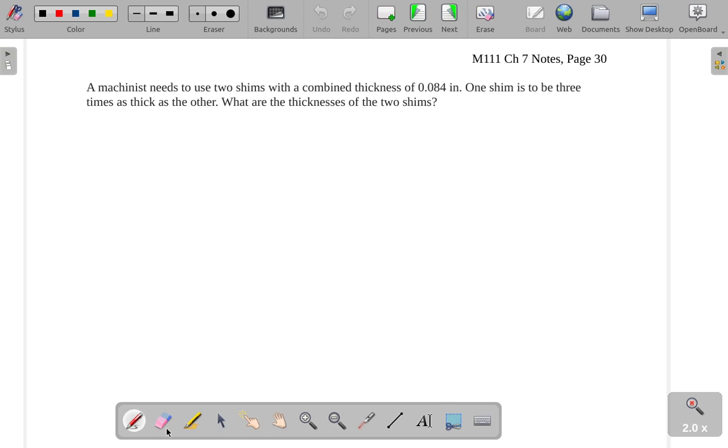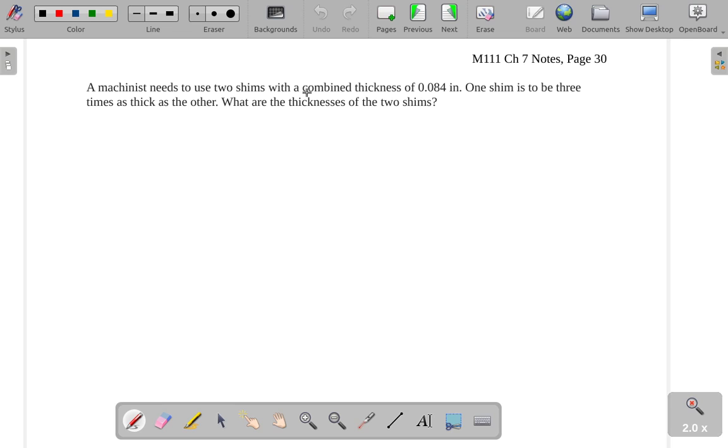Okay, enough practice of just translating. Let's actually do some word problems. Here we have a machinist needs to use 2 shims for a combined thickness of 0.084 inches. One shim is to be 3 times as thick as the other. What are the thicknesses of the 2 shims?